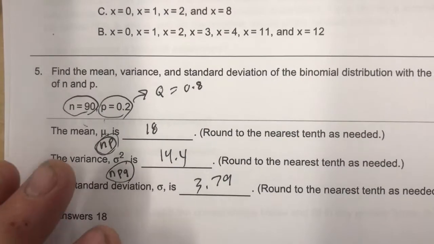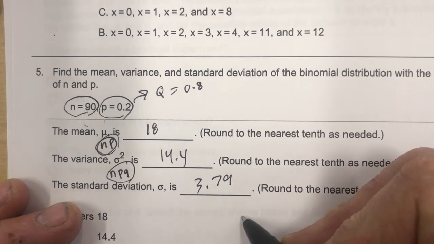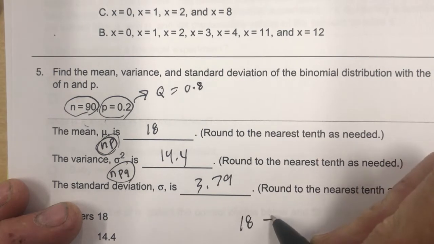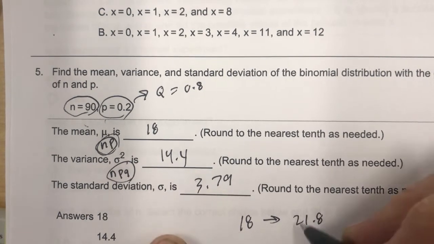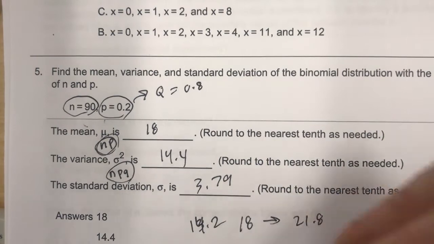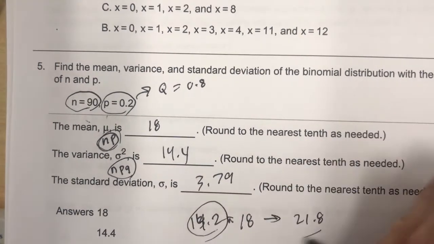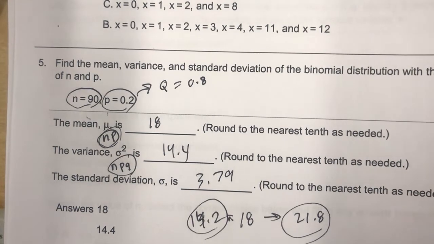Now what does that mean? It means the mean is 18. If I add 3.8 to that, that'd be 21.8, or subtract, that'd be 14.2. So between these two numbers is where most of our people are going to lie, because it's within 1 standard deviation of the average.